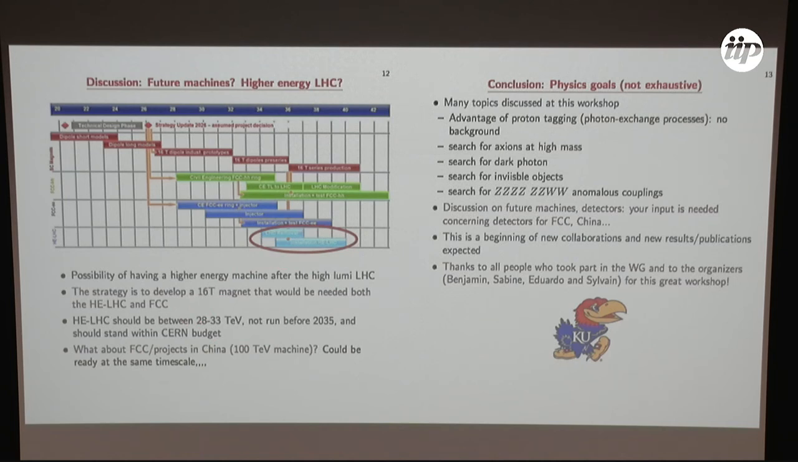So in conclusion, I would say that we discussed many topics at this workshop. The advantage of proton tagging using these photon exchange processes is that there is no background. The axion search as presented, the search for dark photon, invisible objects, and also the search for the 4Z or 2Z and 2W anomalous coupling. We also had a discussion of the future machine.